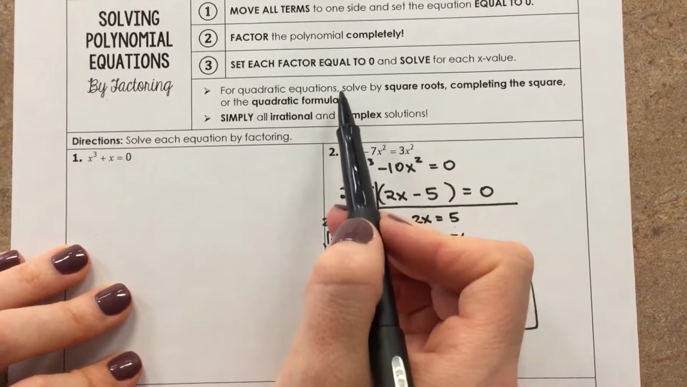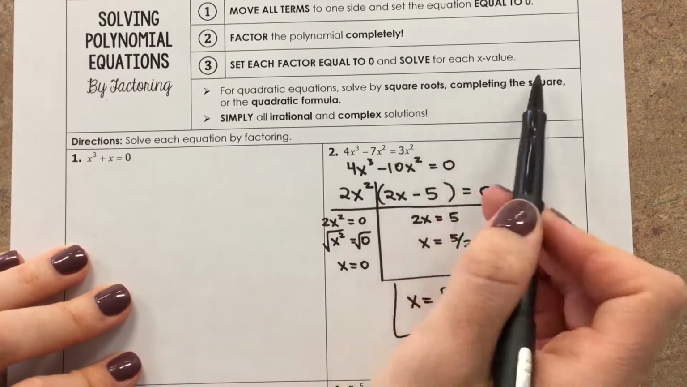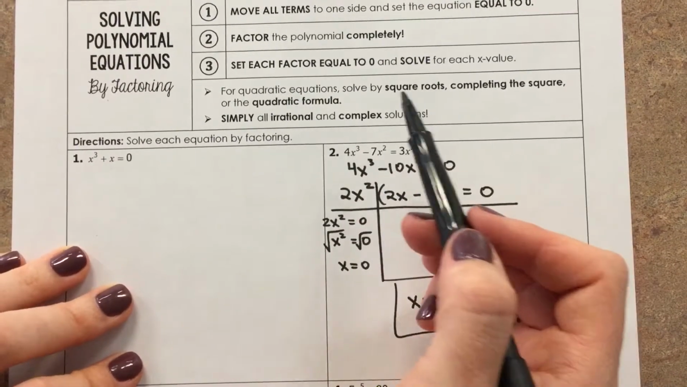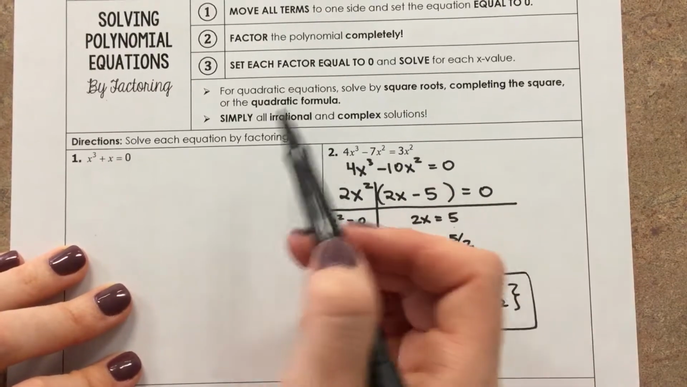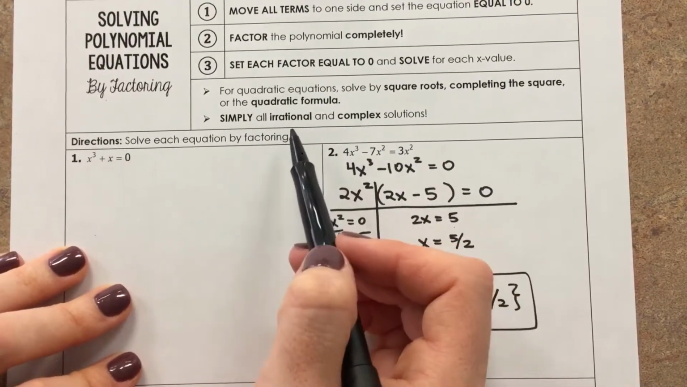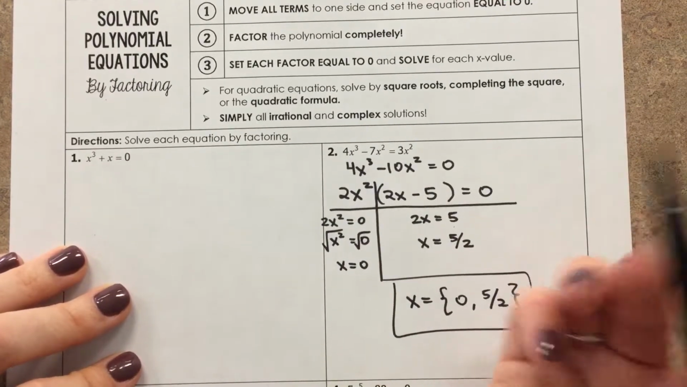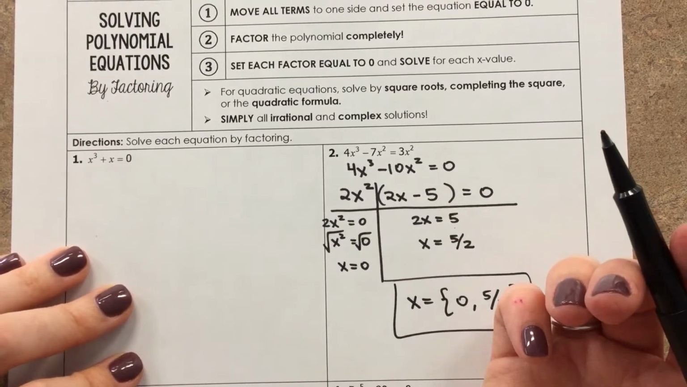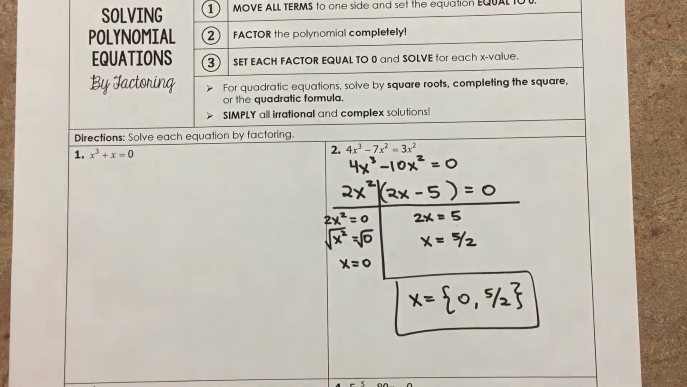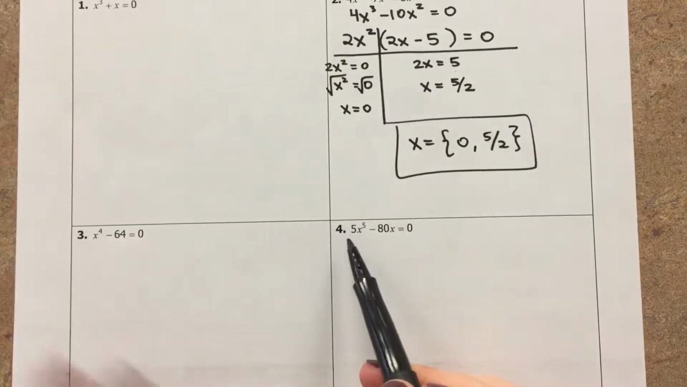So quick little notes right here. If you're solving a quadratic equation at the end, you can solve by any of these methods. And as they pop up, we'll talk about what the appropriate method would be. And then if you have any irrational or complex solutions, you want to simplify them as much as possible. That hasn't popped up yet, but just a little side note. So we'll come back to that in future problems. Next one we're going to do is number 4.